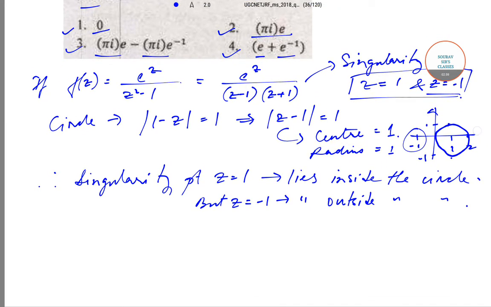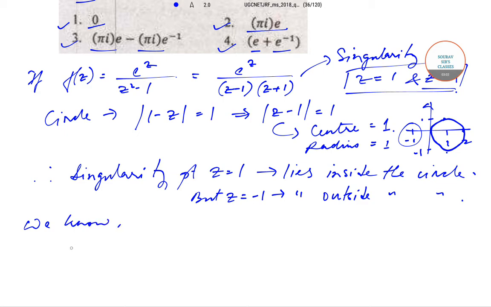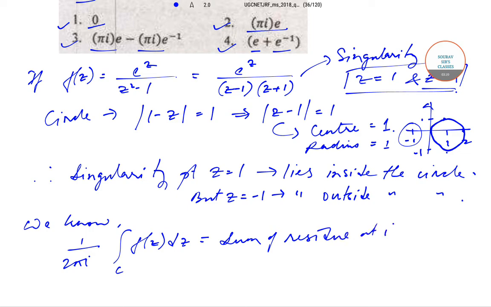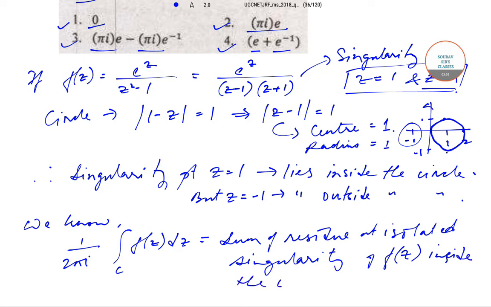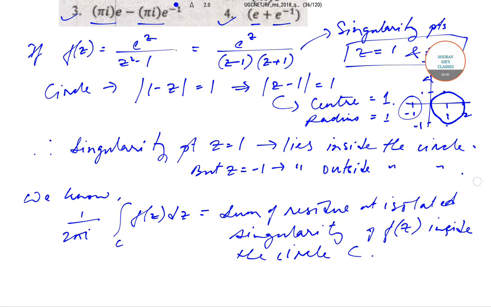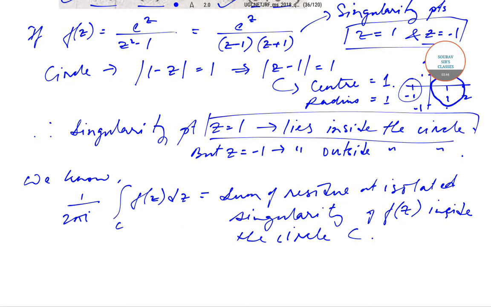So now proceed with the integration. We know that 1/(2πi) times the integral over the closed circle of f(z) dz is equal to the sum of residues at the isolated singularities of f(z) inside the circle, and the circle here is C. As you can see, since z = 1 is the only singularity point which lies inside the circle, this will be equal to the residue of f(z) at z = 1. So this is what we need to find out.